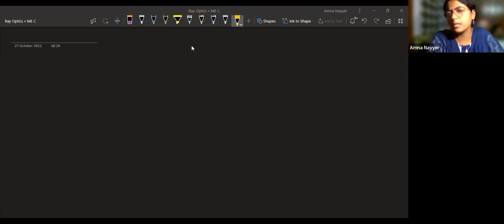Very short topics are there, like dispersion. And basically, these are application-based portions. Application-based questions come from this as well. So now see, class, for prism, we had calculated the angle of deviation.